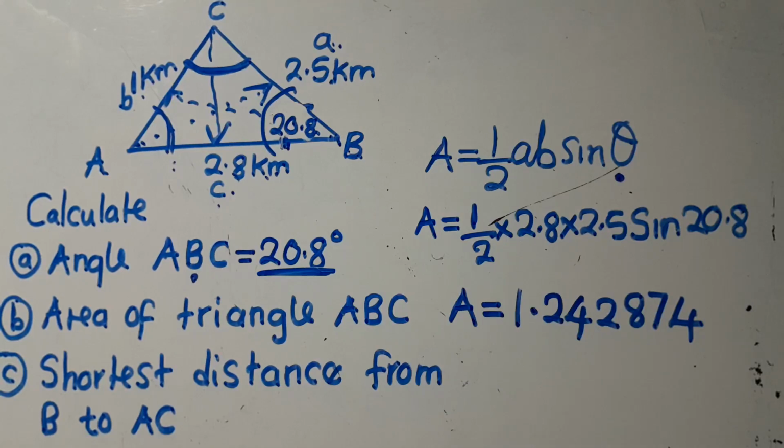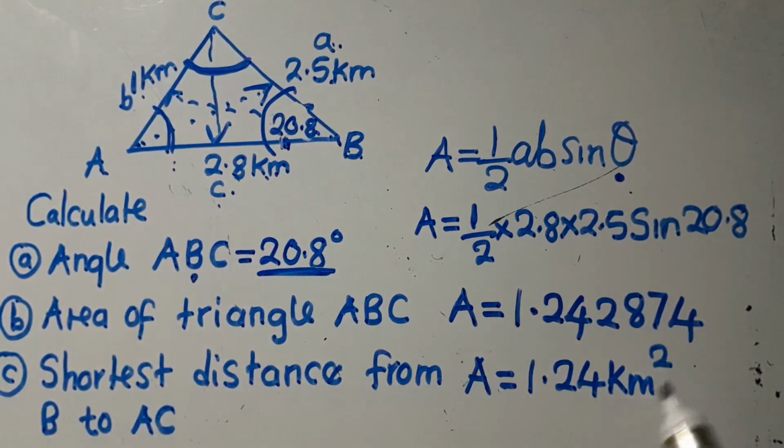So you can confirm with your calculator, but these are the same procedures that you are supposed to do. If you are not getting this, then maybe there's a mistake, but I'm sure there is no mistake here. So let me just go through 0.5 times 2.8 times 2.5, times sine 20.8. Getting the same answer. So round it off, 1.24 kilometer squared. Kilometer squared, area should have a square like this. Have you seen? This is what I'm supposed to do.